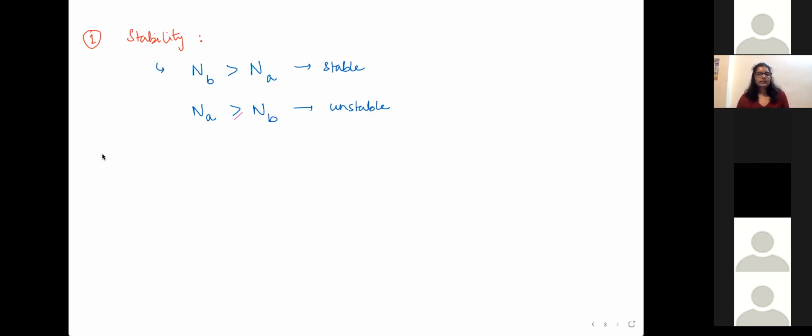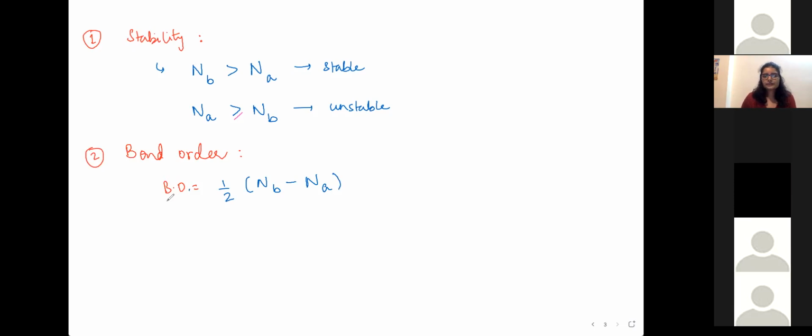Next, based on the number of electrons, you can also check the bond order. The bond order, BO, you can calculate as half into the number of electrons in the bonding orbitals minus the number of electrons in the anti-bonding orbitals. So bond order is equal to half of the number of electrons in bonding orbitals minus the number of electrons in anti-bonding orbitals.